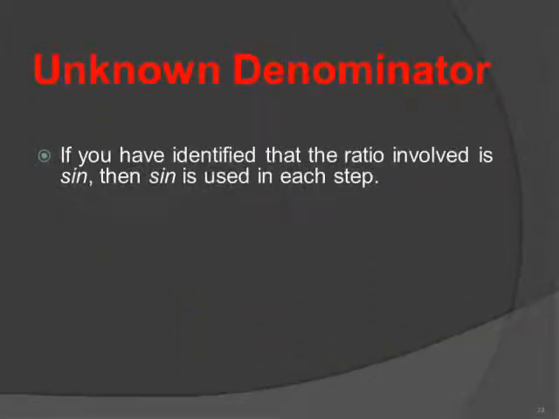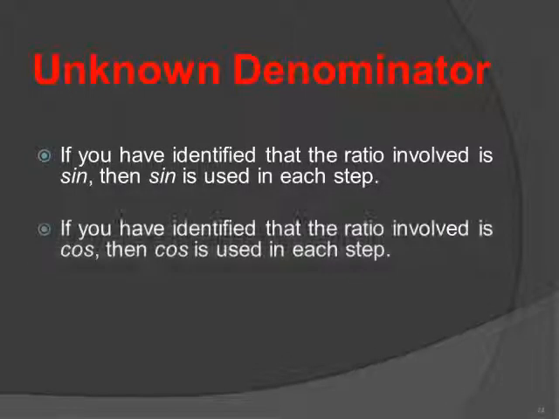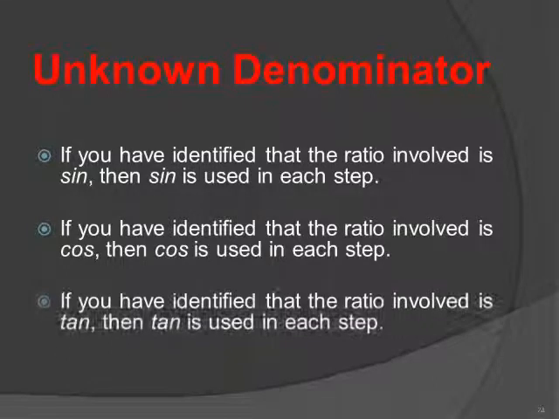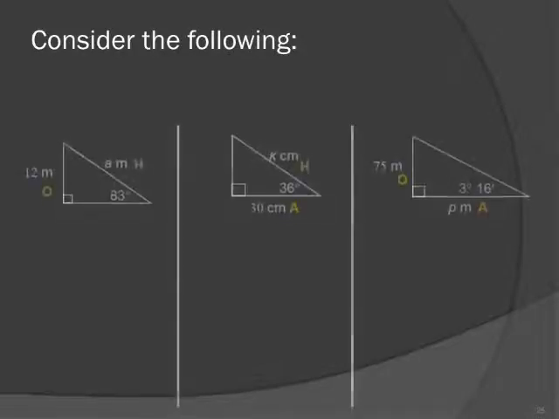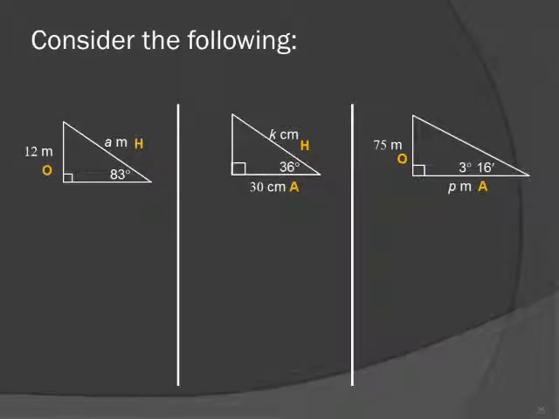So continuing on with unknown denominator, if you've identified that the ratio involved is sine, then sine is used in each step. If you've identified that the ratio involved is cos, then cos is used in each step. And of course, if you've identified the ratio involved is tan, then tan is used. So we're going to consider 3 different problems. One with sine, one with cos, and one with tan.